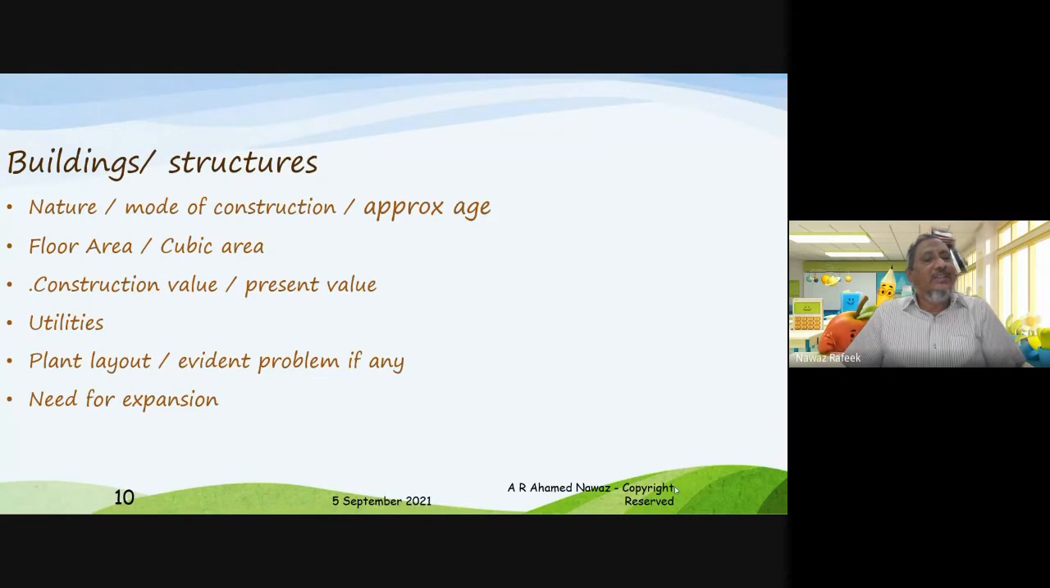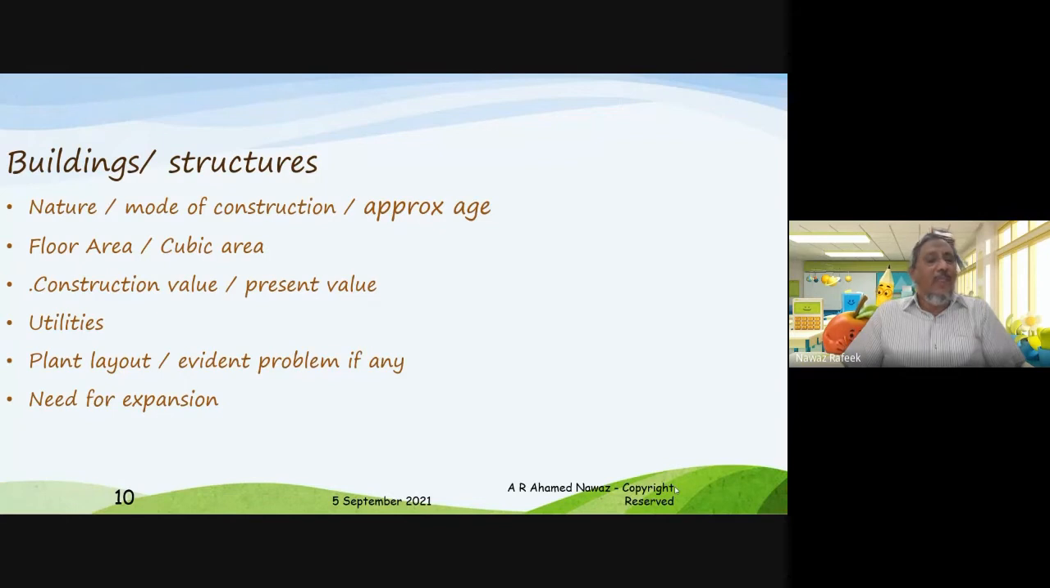The construction value and the present value. If it's a building, what is the cost of the construction? Building value: normally for new construction, we work out the construction value using a BOQ or a quantity survey report. If it's an existing building, that means a valuation report has to be taken for the construction. See the present value.